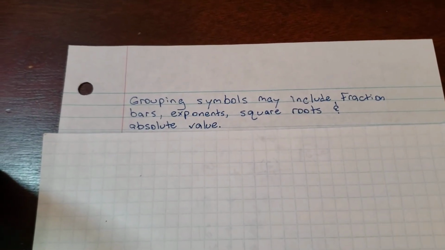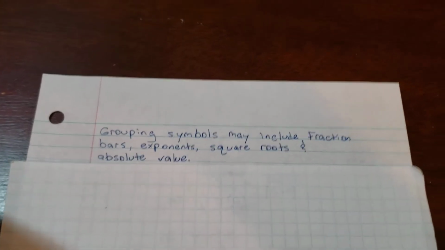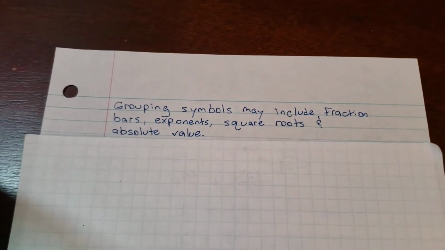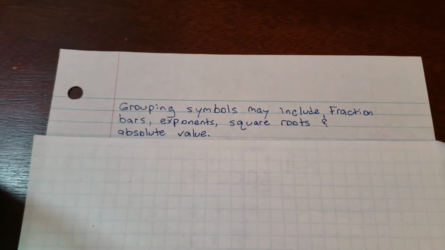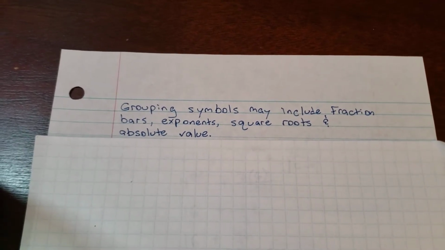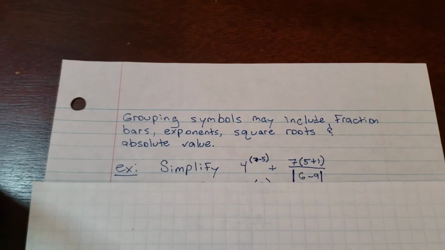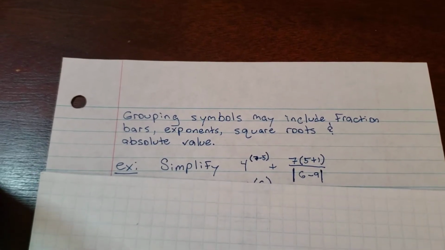A couple things to keep in mind. Grouping symbols may include fraction bars, exponents, square roots, and the absolute value. I showed that at the top of the lesson. Really, that was just to say, look, I've got some more examples.